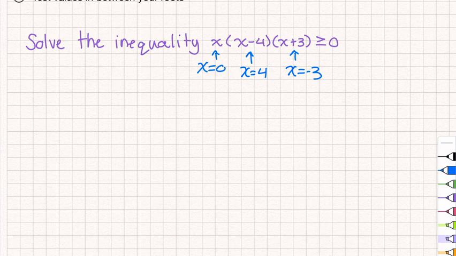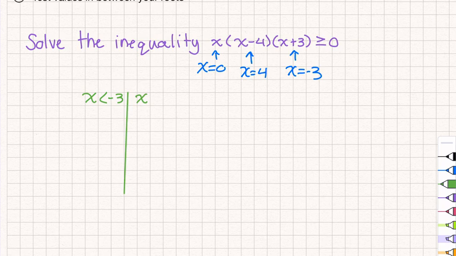So the next thing we're going to do, we are going to test all of the values in between these roots, because we want to see when these values will give us positive or negative. So because we have 0, 4, and negative 3, we are going to set this up in order. So we're going to start with negative 3. So we're going to check numbers where x is less than negative 3.